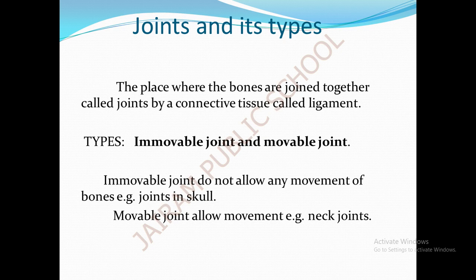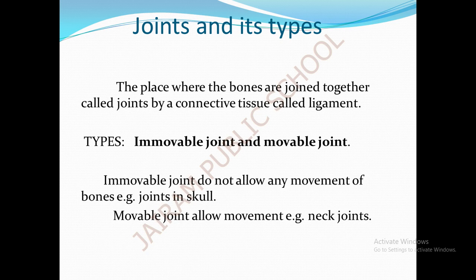The next is the movable joint. The movable joint will allow movement. For example, the neck joint. The movable and the immovable joints are different from each other. The immovable joint does not allow any movement of the bone, and the movable joint allows movement in the bone.